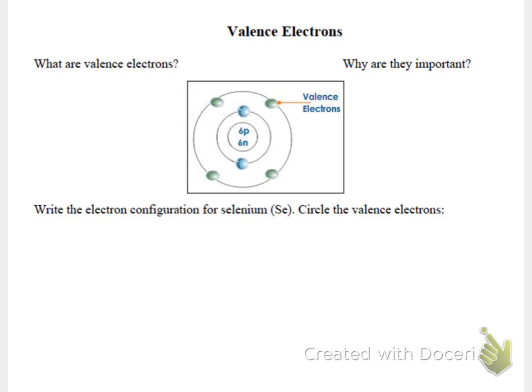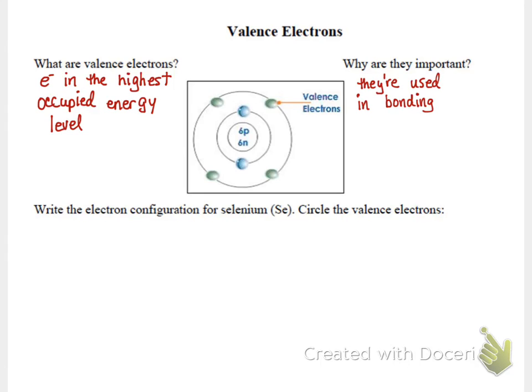Valence electrons are electrons in the highest occupied energy level. They're important because they're the ones that are used in bonding. So when we get into bonding, we're going to talk a lot about valence electrons. So this is just a preview on how to think about valence electrons along with electron configuration. So we're going to write the electron configuration for selenium and figure out where the valence electrons are and which ones.